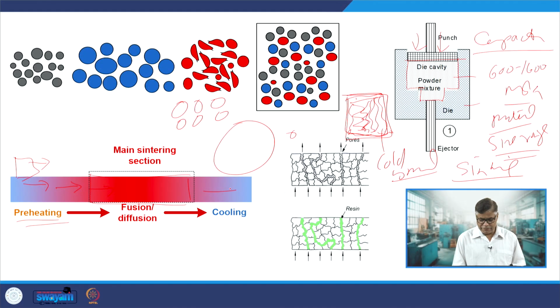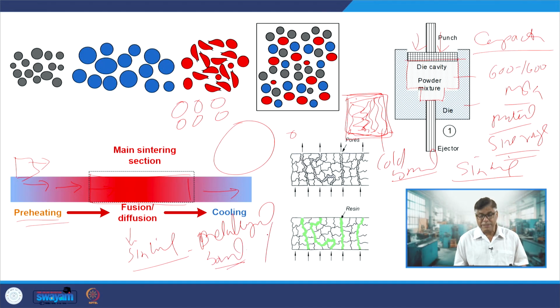Okay. Thereafter, cooling will be happening. So, sintering is one of the key steps which helps in the development of the metallurgical bond. Once this metallurgical bond between the powder particles is developed, then we get the desired strength. At the same time, porosity due to the volumetric diffusion is also minimized.